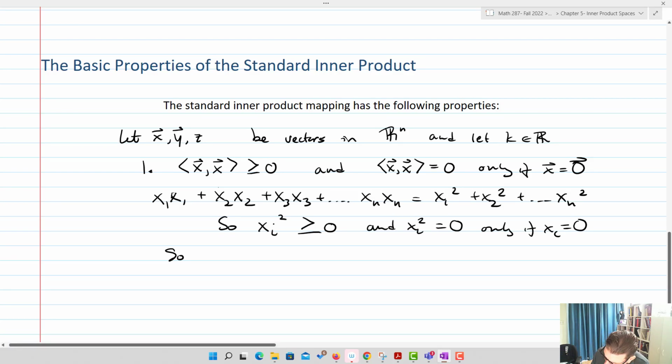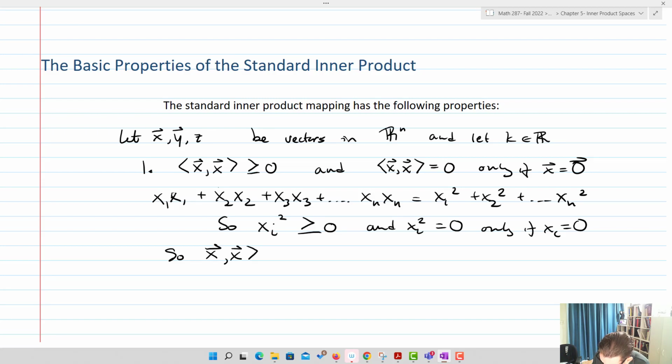Since our vectors are in Rn, the components x1 through xn are real numbers, so xi squared is always greater than or equal to 0, and xi squared equals 0 only if xi equals 0. That's the only way we're going to get that. So the dot product of x with itself is going to be greater than or equal to 0 for all x belonging to Rn. And that's just a little mini proof sketch.